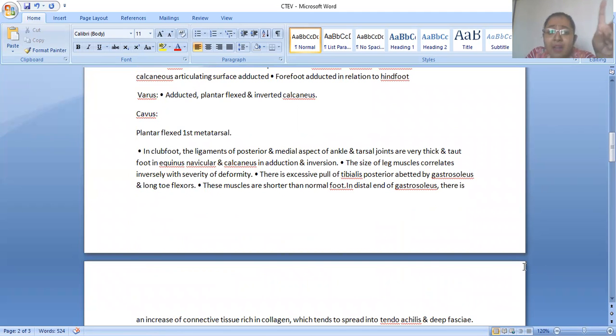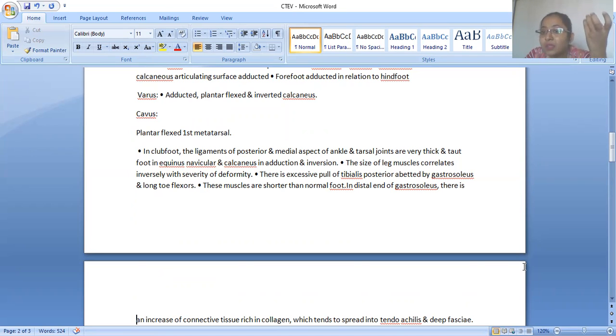Then in clubfoot, the ligaments of the posterior and medial aspect of the ankle and tarsal joints are very thick and tough. Due to the disarrangement of all the tarsals and metatarsals in different components of the CTEV, the ligaments of the posterior and medial aspect of the ankle and tarsals, on both the medial and the lateral sides, will be thickened, and taut in the equinus, navicular and calcaneal adduction and inversion.